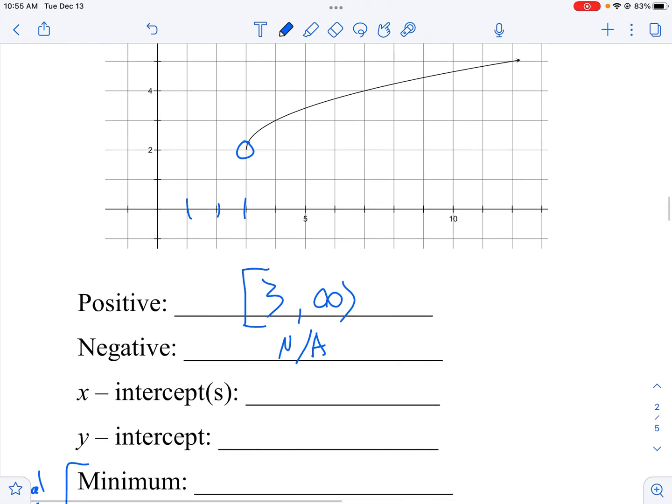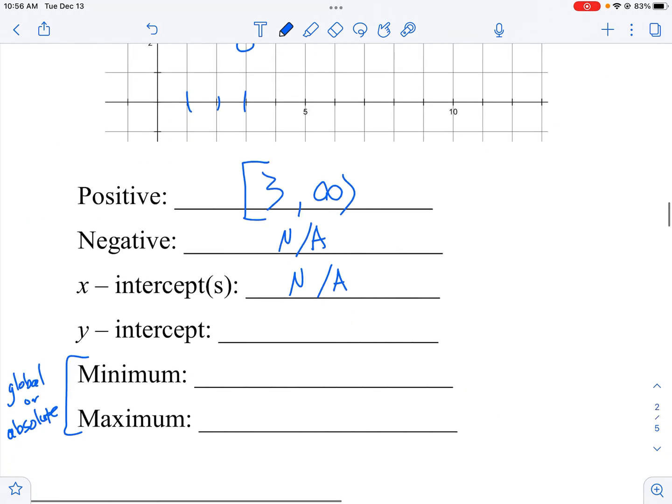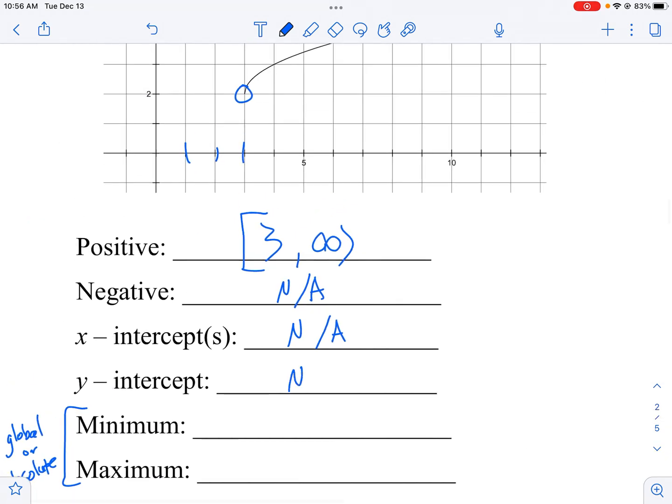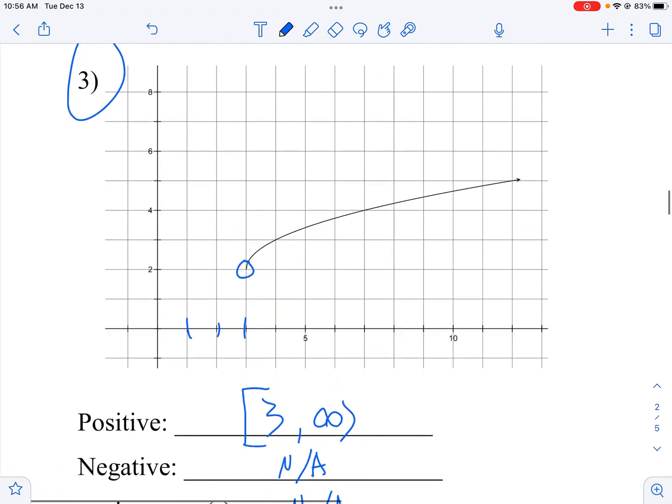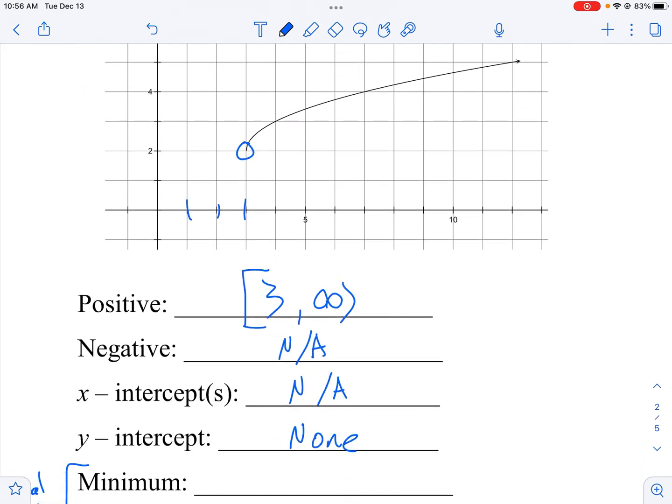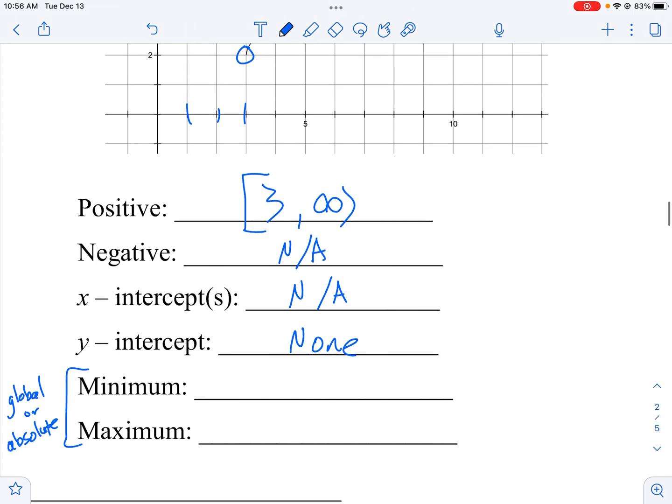Moving on to our x-intercepts, it doesn't hit the x-axis, so again, we're looking at NA or none. And for the y-intercept, again, this function doesn't hit the y-axis at all, so I'll put none this time. We'll switch it up. No intercepts at all. It's just out in the first quadrant there.